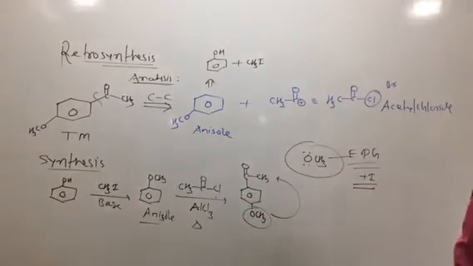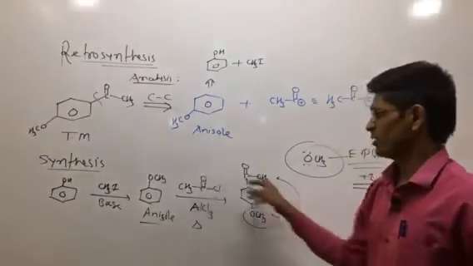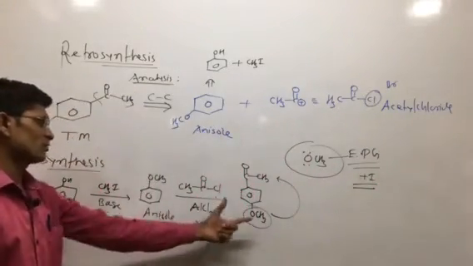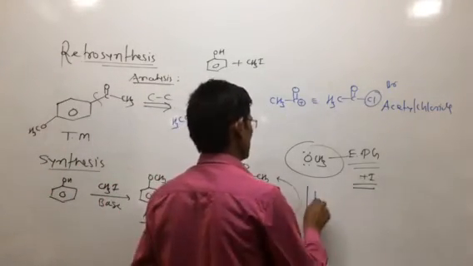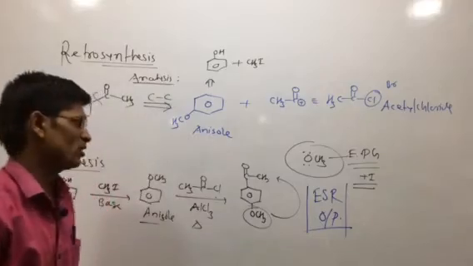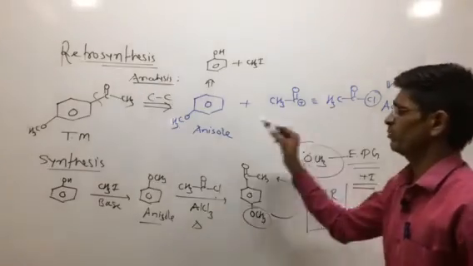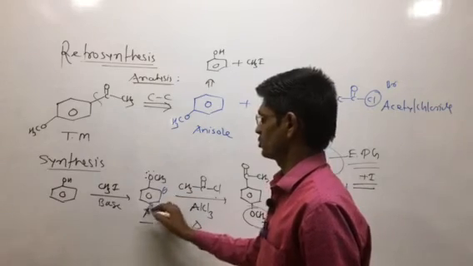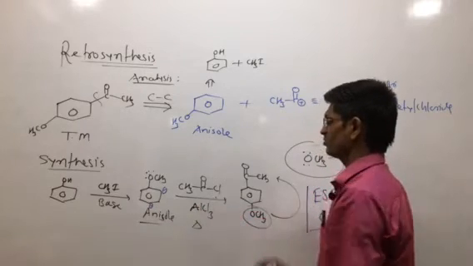Whenever an electron donating group is present on the benzene nucleus, the electrophilic substitution reaction takes place. कौन सा रिएक्शन यहाँ पे होता है? इलेक्ट्रोफिलिक सब्स्टिट्यूशन रिएक्शन इज टेक्स प्लेस एट ऑर्थो एंड पैरा पोजीशन. I am writing, the electrophilic substitution reaction, ESR, takes place at ortho and para position. Why does ESR take place at ortho and para position? When the methoxy group is present on the benzene nucleus and we go to the resonating structures, negative charge is created at the ortho and para positions, more electron density. That's why this electrophilic substitution reaction occurs.